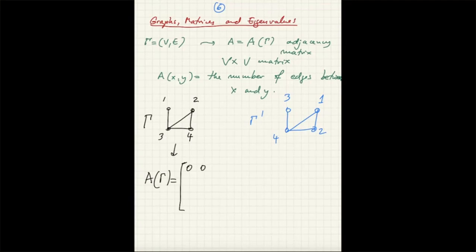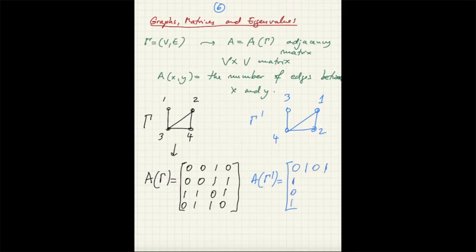We have 0, 0, 1, 0. Then 2 is adjacent to 3 and 4, so you have this. 3 is adjacent to everybody. And so this is the adjacency matrix of gamma. And the adjacency matrix of gamma prime, same labeling: 1 is adjacent to 2 and 4. 2 is adjacent to 1 and 4.